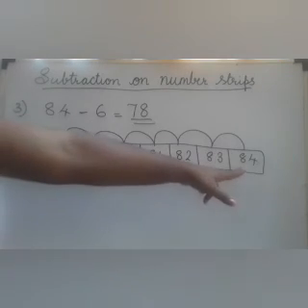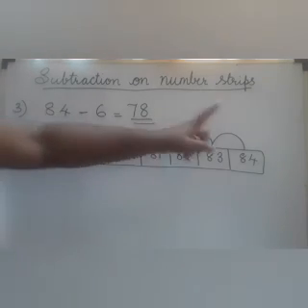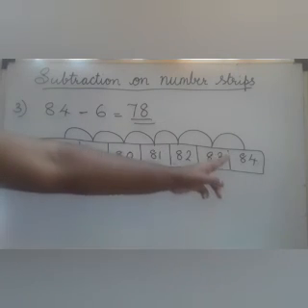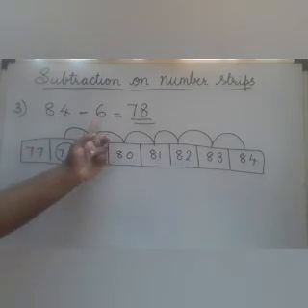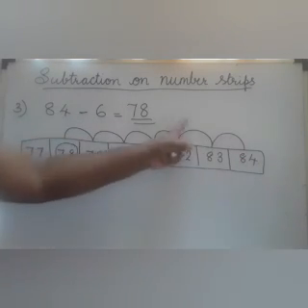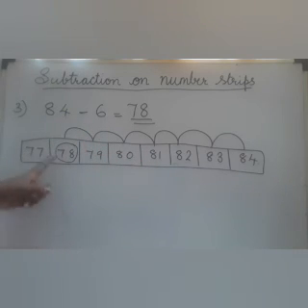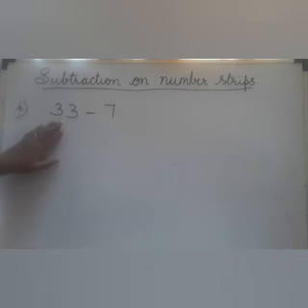In this question, the first number is 84. So we start the jumping from the number 84. The second number is 6. So we make how many backward jumps? 6 backward jumps from 84. From 84, 1, 2, 3, 4, 5, 6. Dear kids, tell where we are now. Now we are at 78. So the answer of 84 minus 6 equals 78. Is it clear, my dear kids? Moving to the next question.